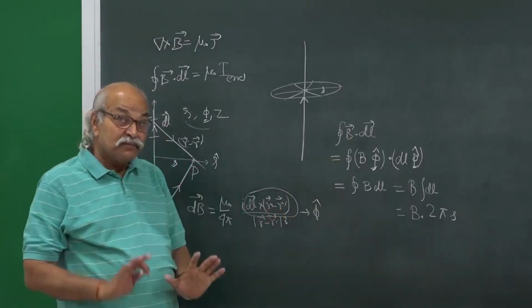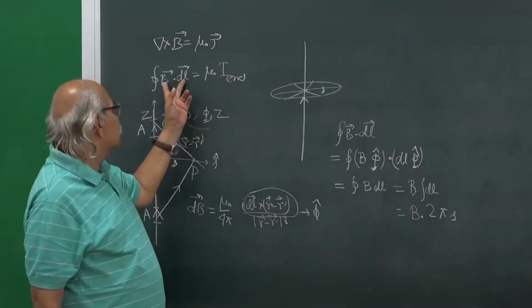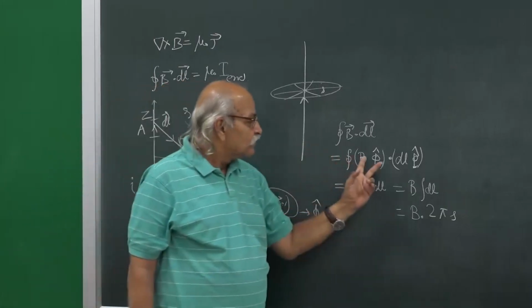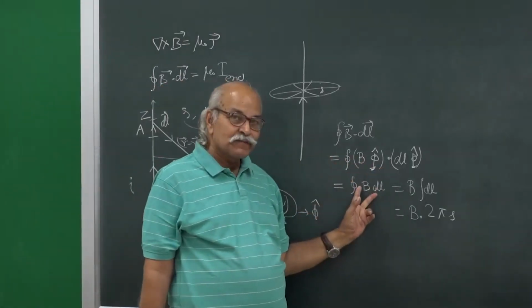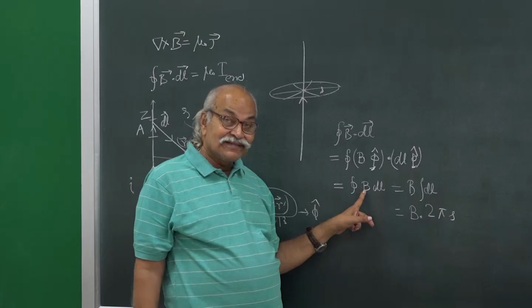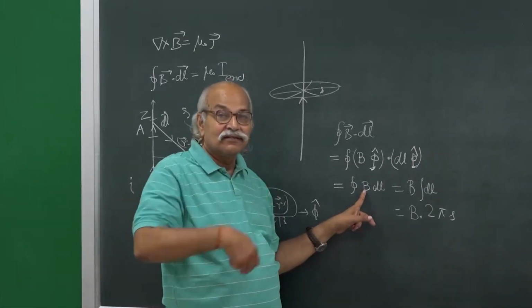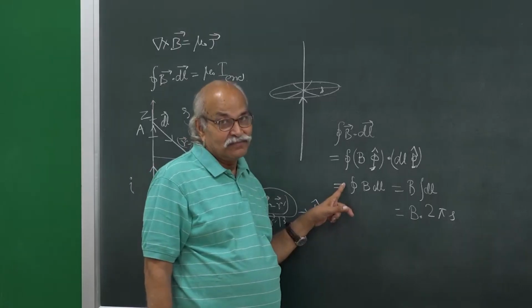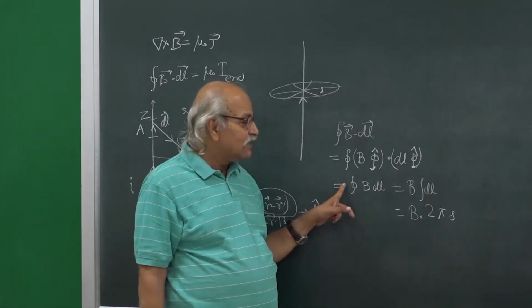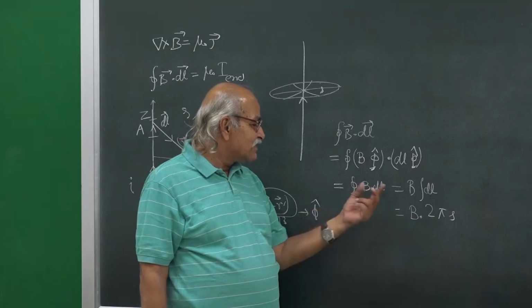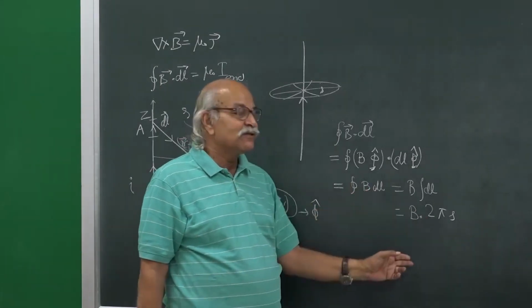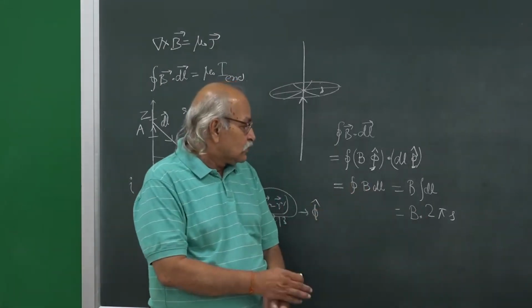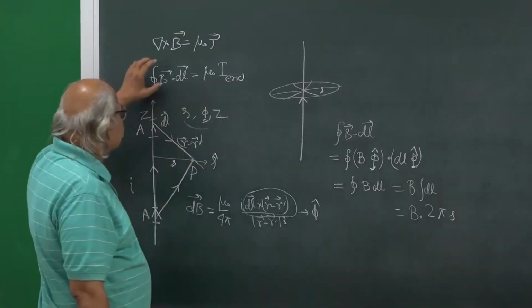Now, the steps are very important. From the vectors we have gone to the magnitudes, and the magnitude is constant as you go along that circle. Therefore we could take it out. These things are important. Otherwise, if it is varying at different places, then this step will not work. So this is our left hand side.